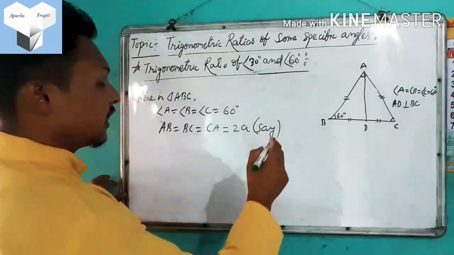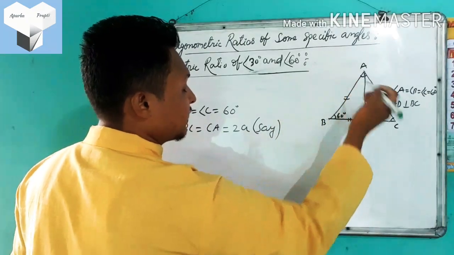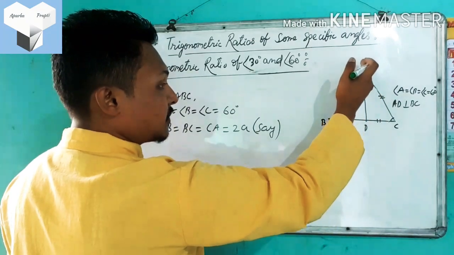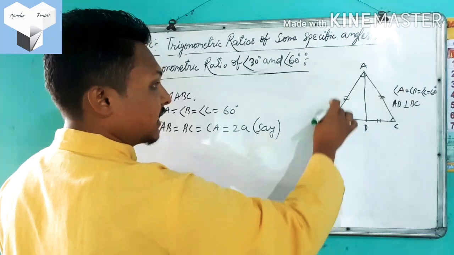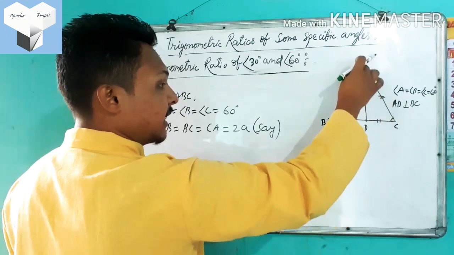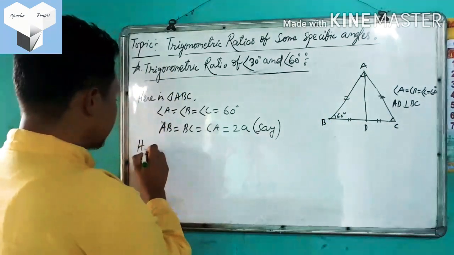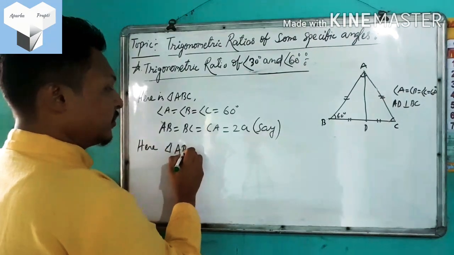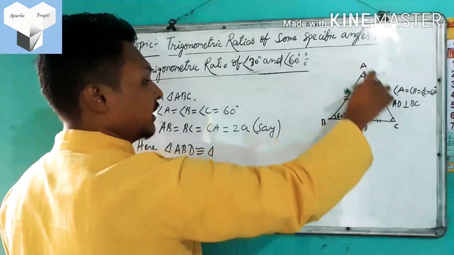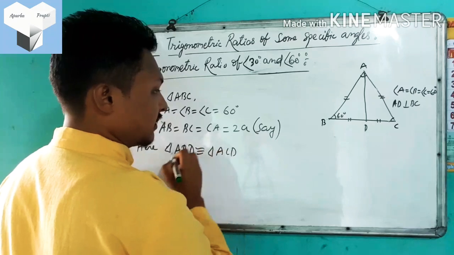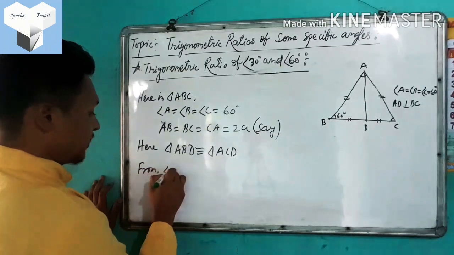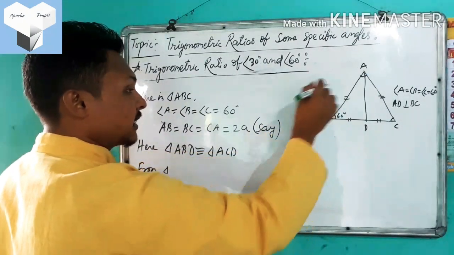Acha. Now, since we have drawn the perpendicular here, this was first of all 60 degrees. So this perpendicular will bisect the triangle ABC, for which we will get two triangles, that is ABD and ACD. So here triangle ABD is congruent, what is it, guys? Congruent to triangle ACD. Yes. Achha. So from the triangles we shall consider any one triangle. Let us consider triangle ABD.